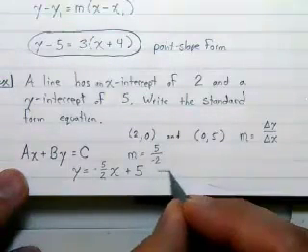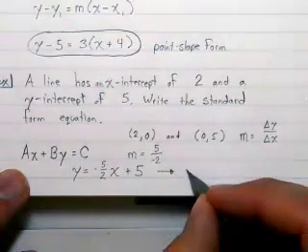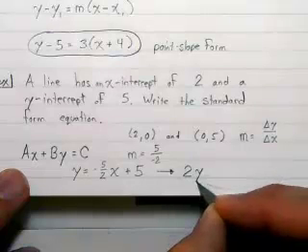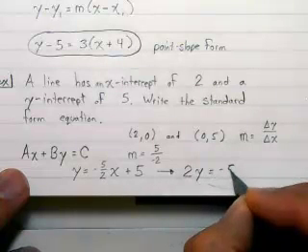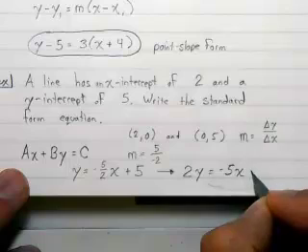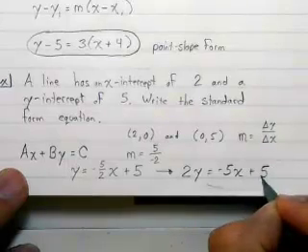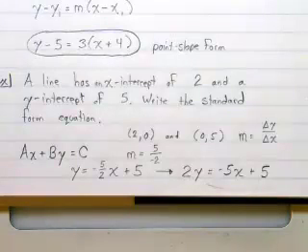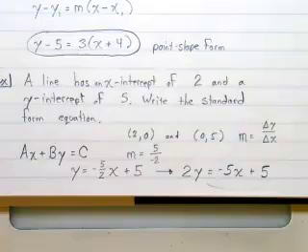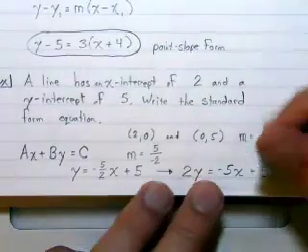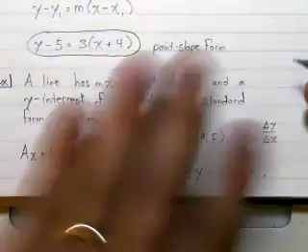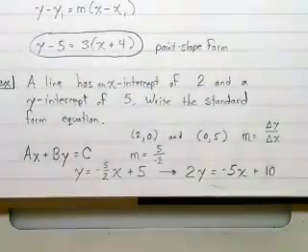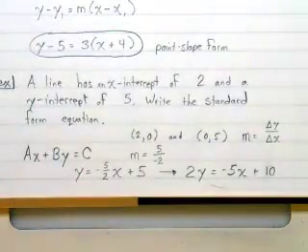So if I do that, now I've got 2y equals negative 5x plus 10. So we're close. What do I need to do to finish it up? Oh, right. Yep. Darn, my very first video and I make a mistake. Jeez. All right, 10. Yeah. Okay. So what's left?